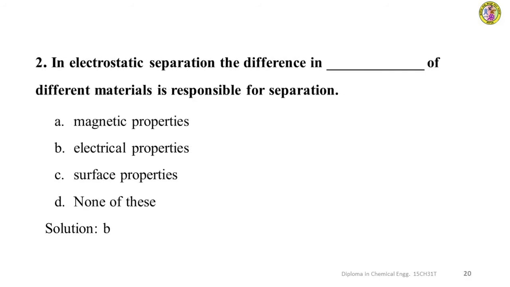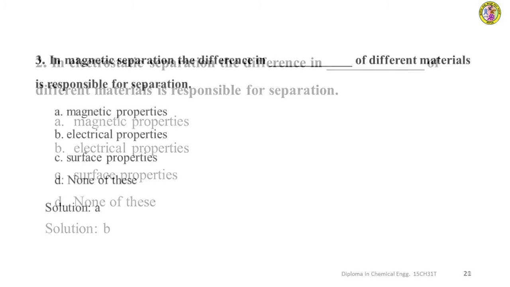In electrostatic separation, the difference in dash of the different materials is responsible for separation. So we know that electrostatic separation utilizes the electrical properties of the materials for effecting a separation. So the electrical properties are the ones which are utilized in an electrostatic separation to separate the particles. So option B is the right option for this question.